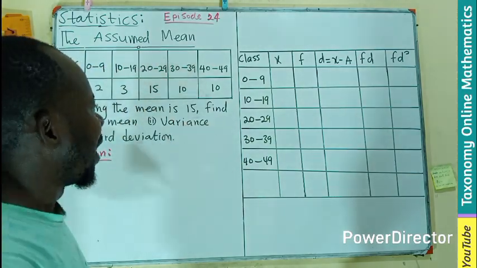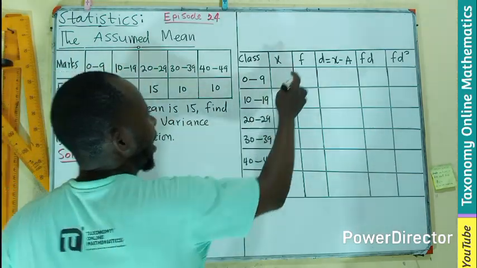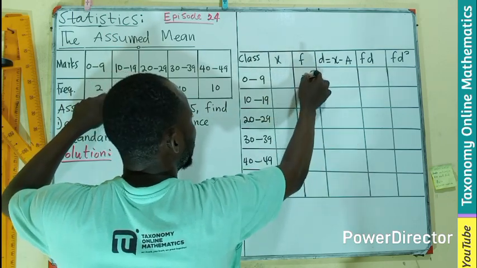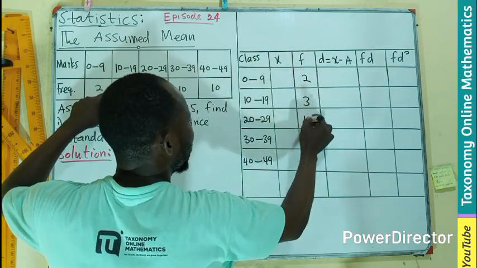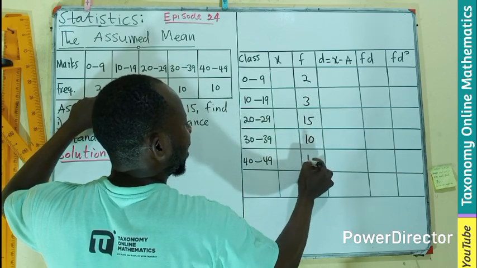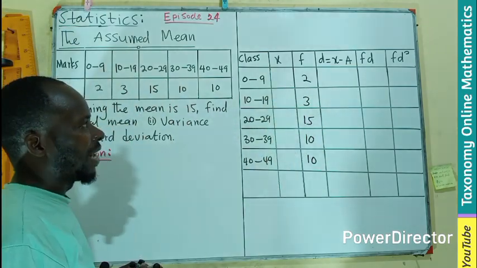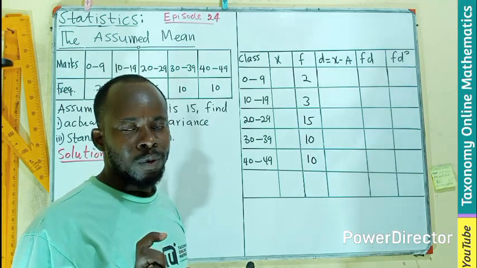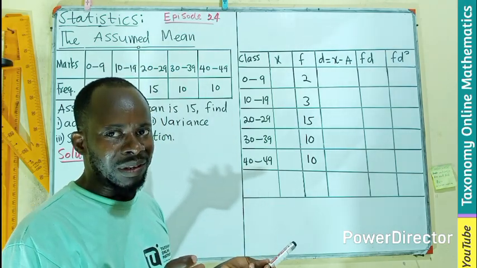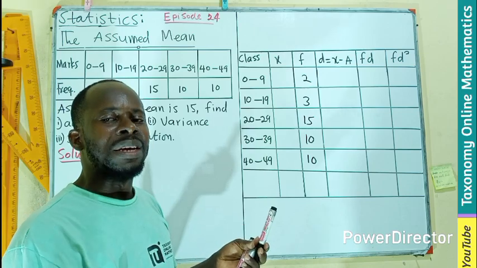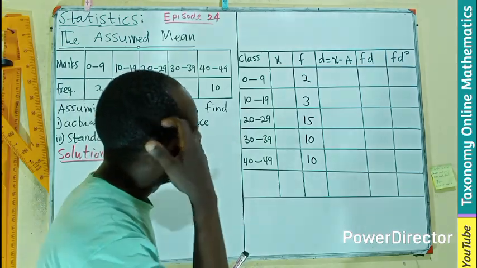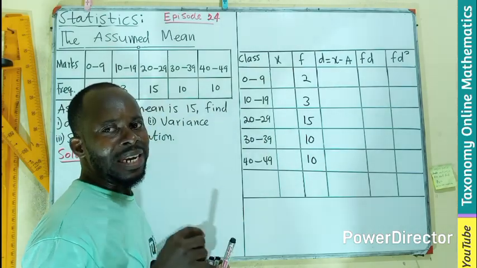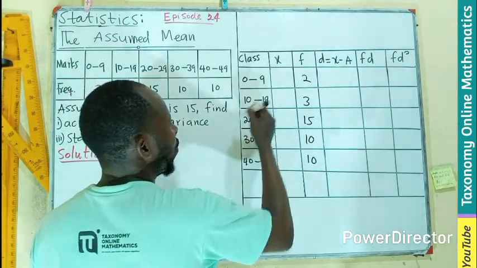So let's have our f values, which sometimes can be here, can be anywhere. So this is going to be 2, 3, 15, 10, and 10. Let's find the x. How do we find x? We did mention that the x is the midpoint of the lower and the upper class limit. So if you add the lower and the upper and divide by 2, you get your midpoint. So 0 plus 9, that is 9, divided by 2, 4.5.